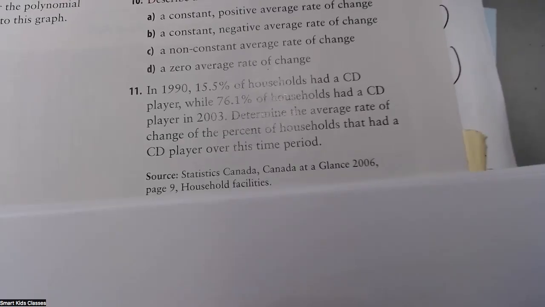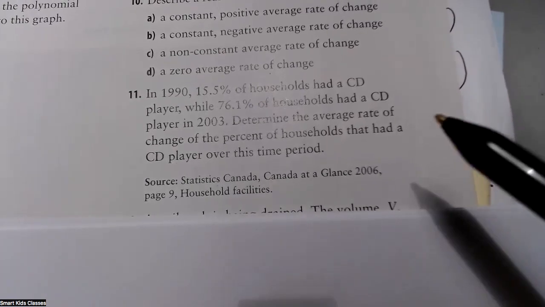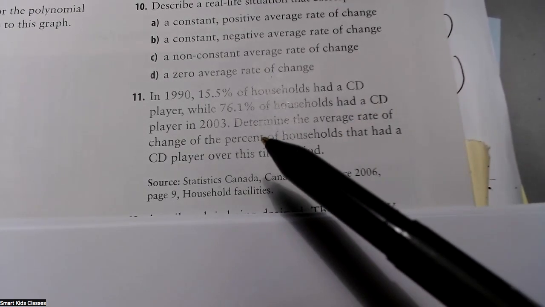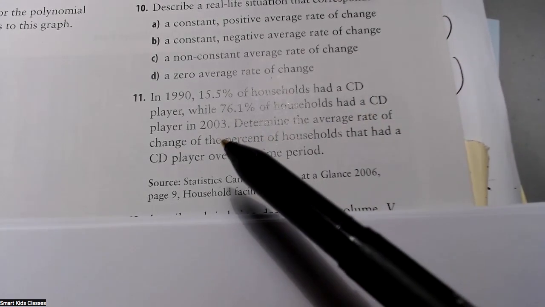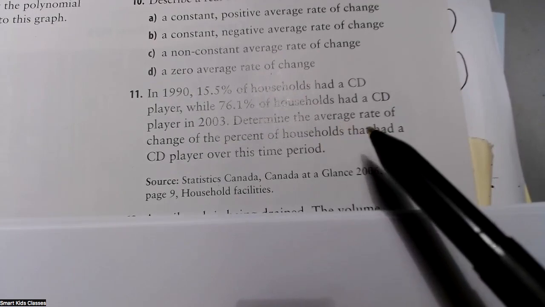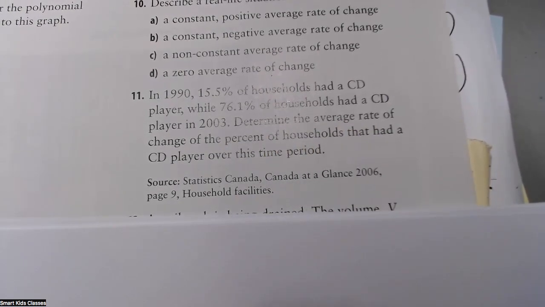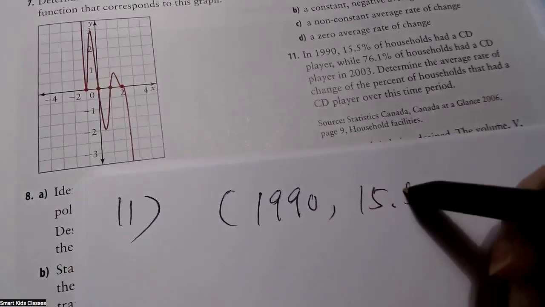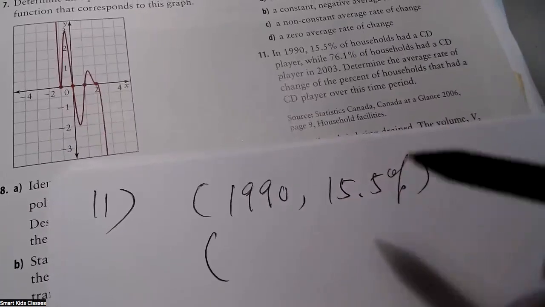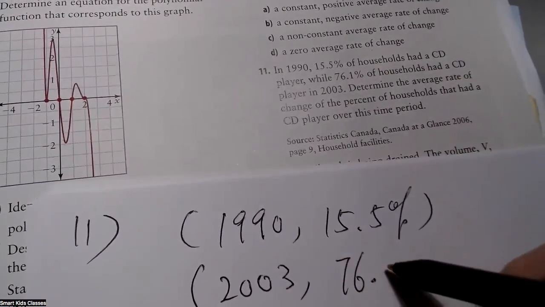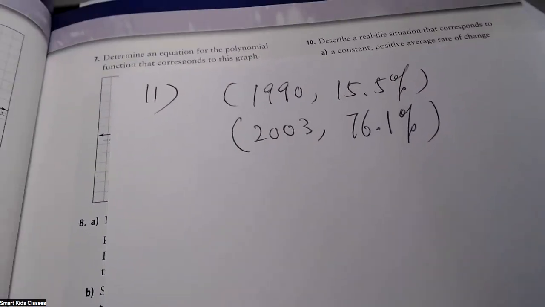Let's do the next one. Now, question 11. The question is, in 1990, 15.5% of households had a CD player, and 76.1% of households had a CD player in 2003. What the question is asking is to determine the average rate of change for the percentage of households. By the information given, x is the time, so we write the first point: the year 1990, the percentage is 15.5%. The second point, the year is 2003, the percentage is 76.1%. So we're going to find the average slope.